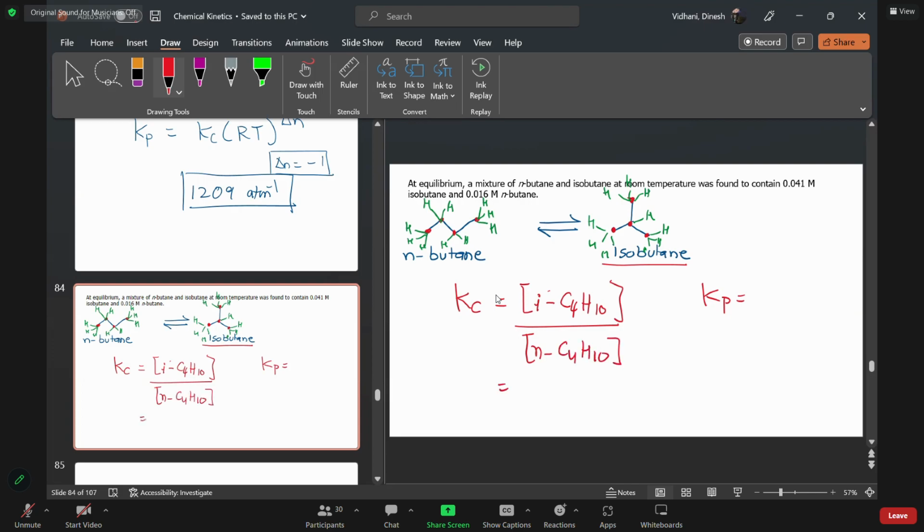C4H10. Are you given the equilibrium concentration of isobutane? Answer is yes. Are you given it for N-butane? Answer is yes. So can you find me this value? 0.875. All of you are getting that same answer.